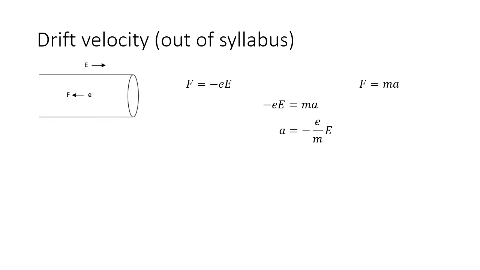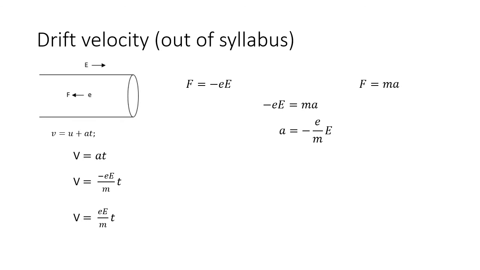Okay, now we know the acceleration of this electron. So if we use v equals u plus at, assuming that the electron is at rest at t equals 0, we get velocity equals acceleration times time. If we substitute the acceleration, we will get v equals minus eE times t divided by m. Here also the minus sign means that the velocity of the electron is in the opposite direction to the electric field. If we consider only the magnitude, we can write the following equation.